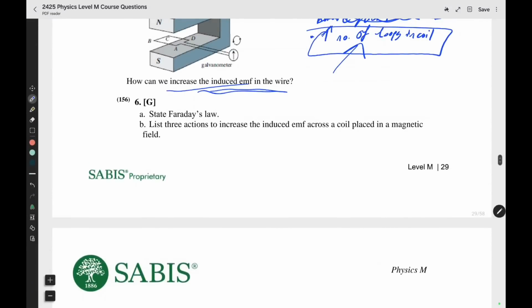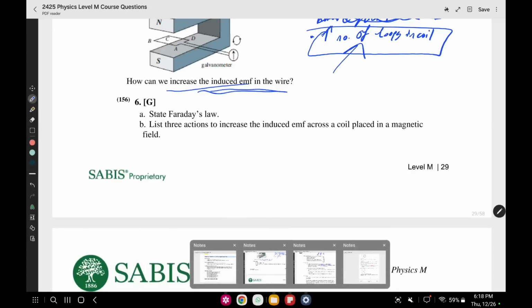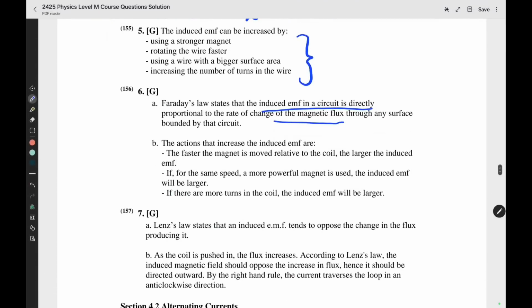Part B, list 3 actions to increase the induced EMF. To increase the induced EMF, you can use a stronger magnet, rotate the wire faster, or double the turns of the loop. We know them. The actions: the faster the magnet is moved, a more powerful magnet, more turns.